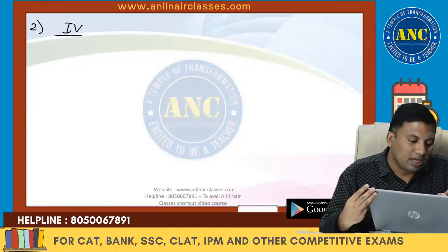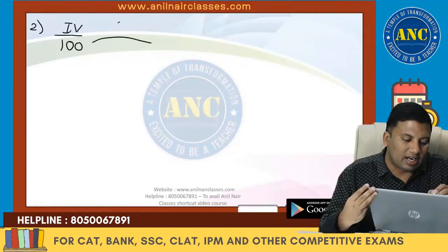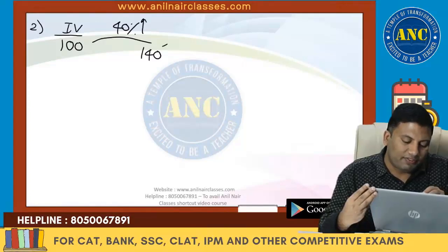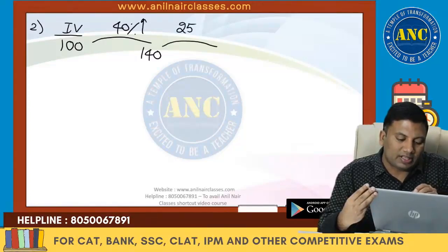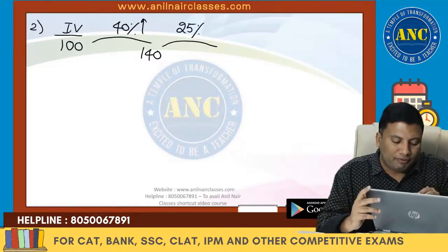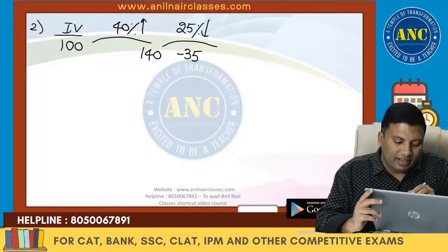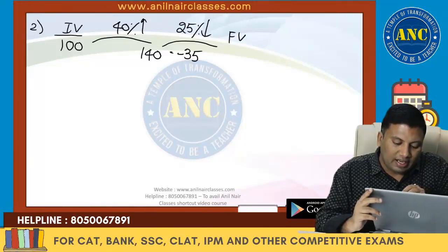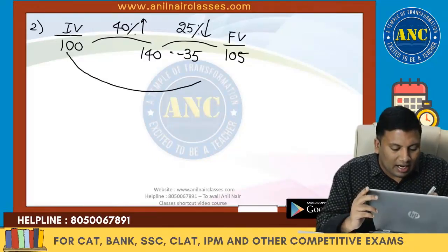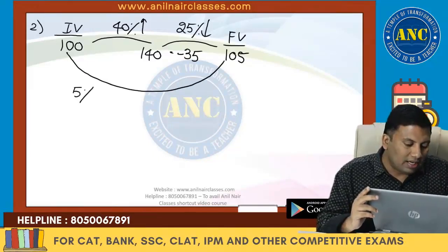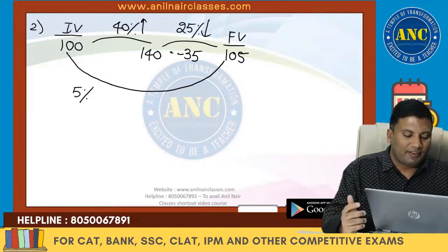Second concept. Initial value is 100. 40% increase, it is 140. 25% decrease, 1 by 4 of 140, is nothing but 35. Minus 35, so the final value is 105. 100 and 105. What is the overall increase? It is nothing but 5%.